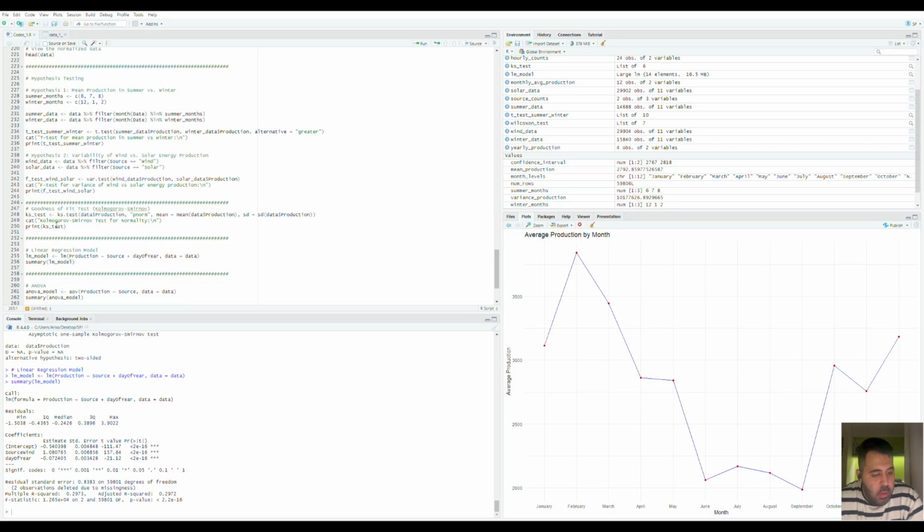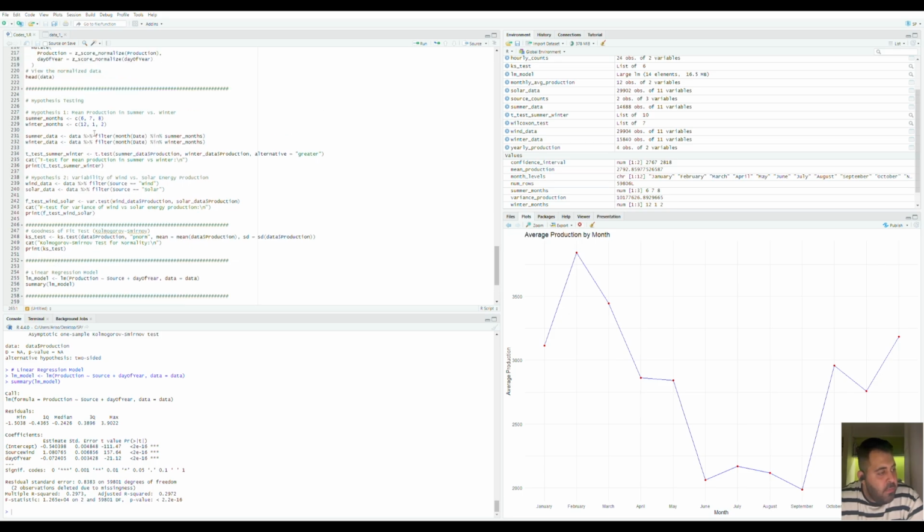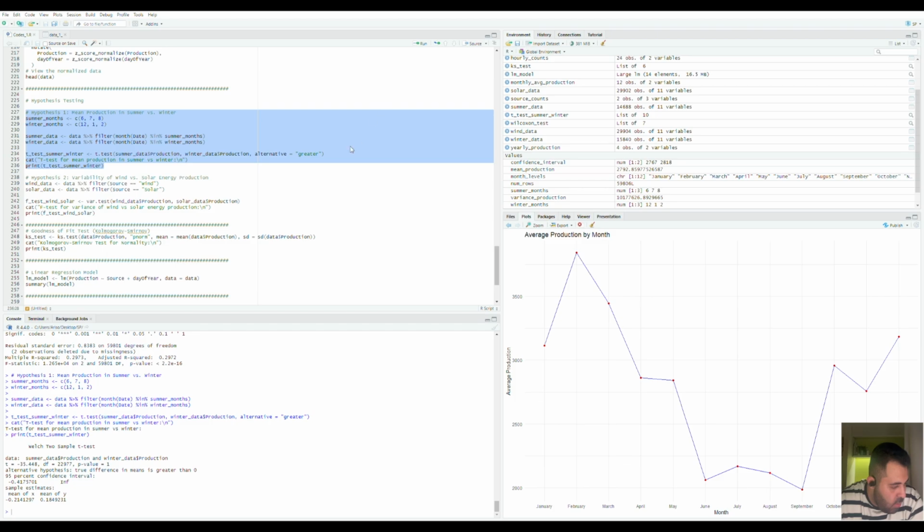So we have two hypothesis tests. Let's highlight the first one, and then we run, and let me highlight it down here as well to see which part is it. Yeah, so the first hypothesis testing method is the comparison between the mean production in summer versus winter.